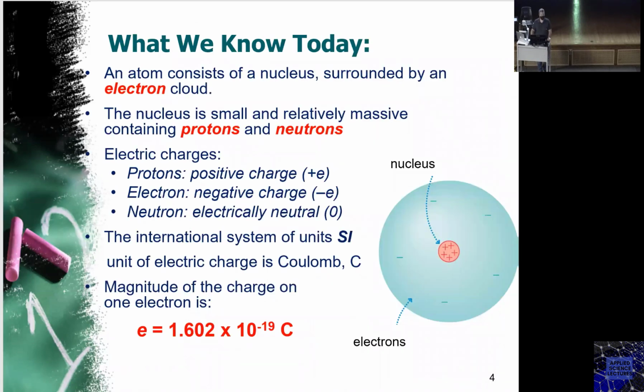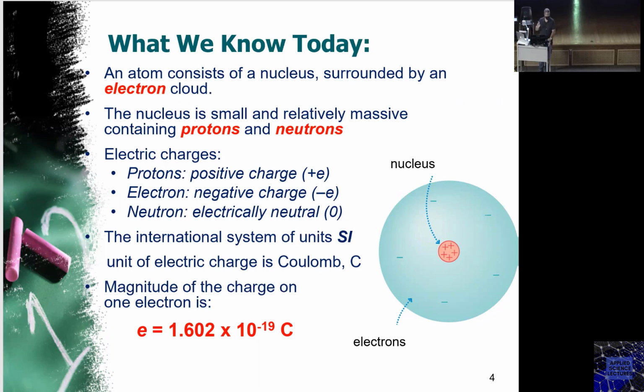So what do we know today about those charges in atoms in the material? We know that an atom consists of a nucleus. This nucleus has protons and neutrons inside, where the mass is way heavier than the electrons that are surrounding this nucleus, making a cloud. In the nucleus, we have the protons that are positively charged. We have the neutrons that are neutral, zero charge. And outside the nucleus, we have the electrons that are negatively charged.